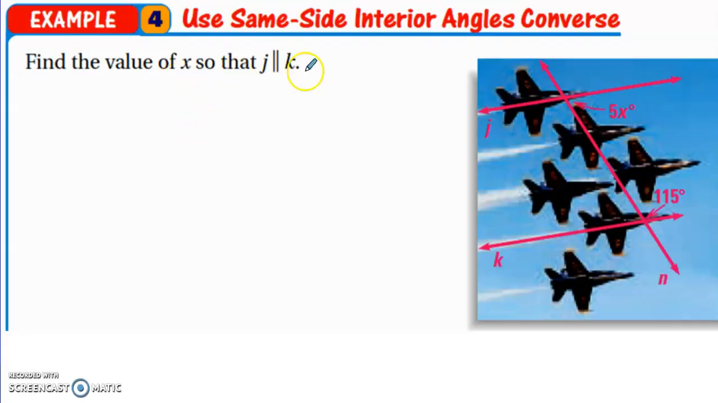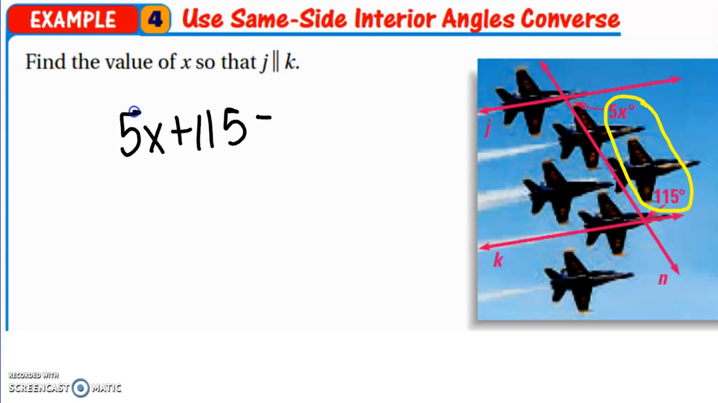So find the value of x that would make J parallel to K. So we want to know what value of x is going to make these 2 same side interior angles add up to 180. So let's add them together and set them equal to 180, right? What value of x is going to make them supplementary?